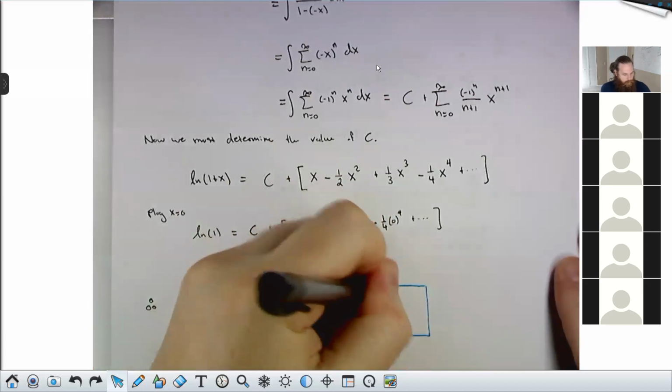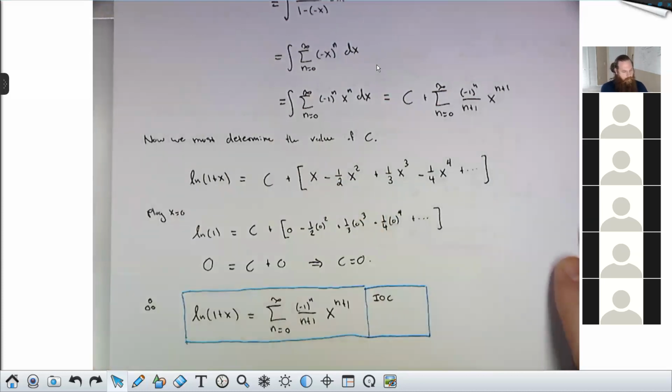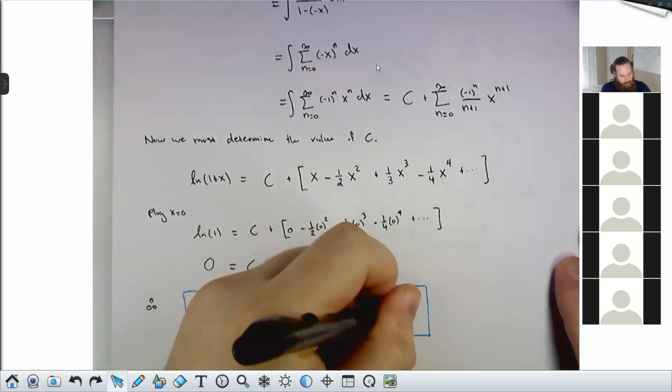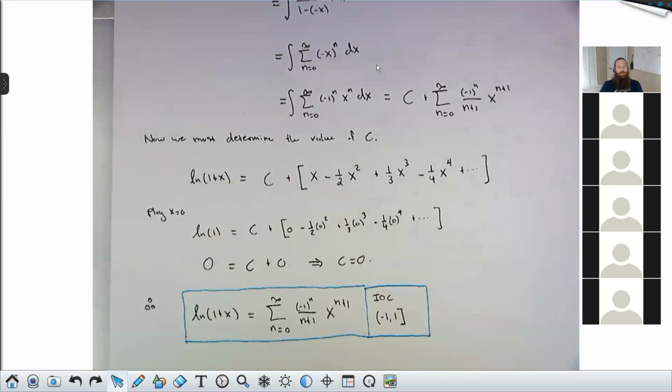The IOC here, I have to think about this for just a second. If I plug in -1, that will diverge. If I plug in +1, that will converge. So this is left open, right closed, -1. So we learned two new very special power series today. The power series for the inverse tangent function and the power series for the natural log function.